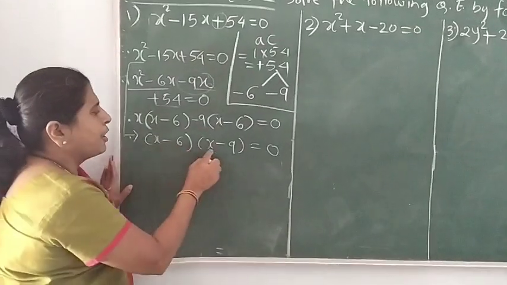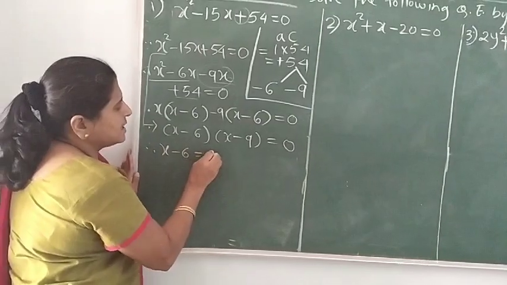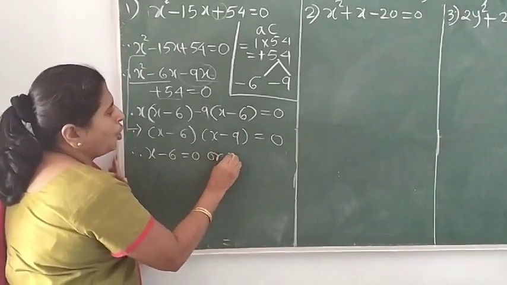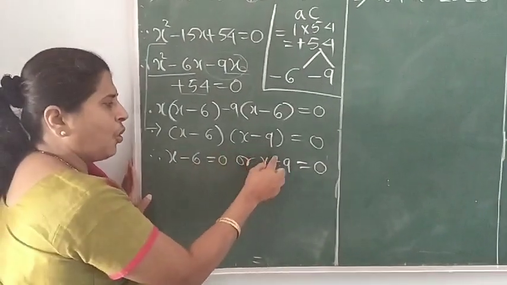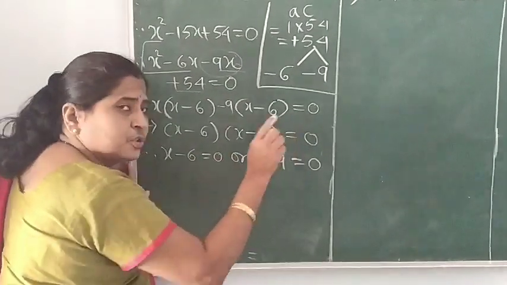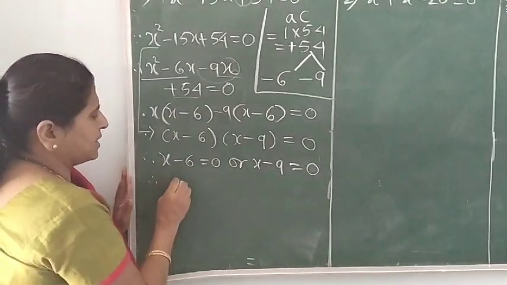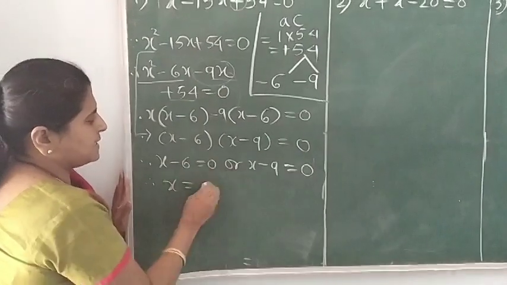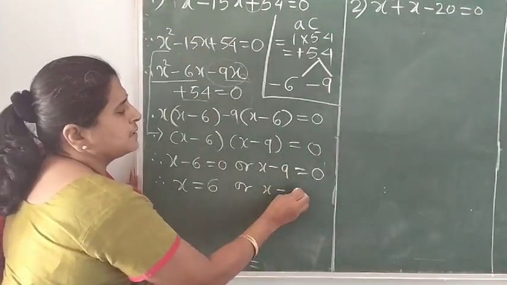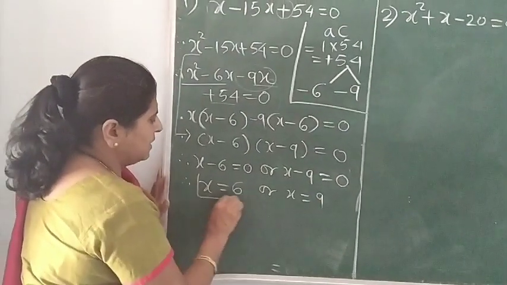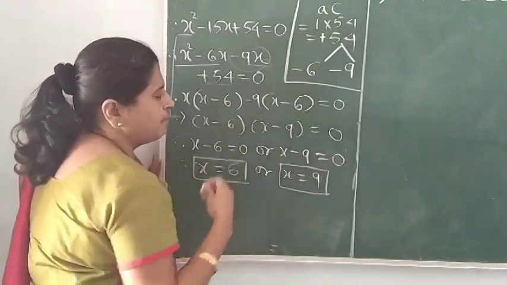Okay. Now if the product of these two is 0, we have to write x minus 6 is equal to 0 or x minus 9 is equal to 0. Either this should be 0 or this should be 0, then only this product is going to be 0. So if x minus 6 is 0, what is the value of x? x is going to be 0 plus 6, that is 6, or x is equal to 0 plus 9, which is 9. Minus going on that side becomes plus. If it is plus on the left side, it becomes minus.